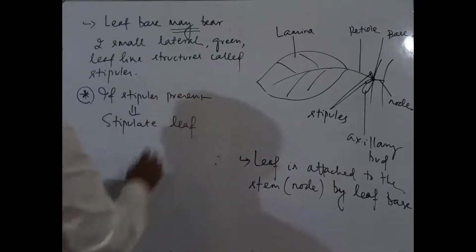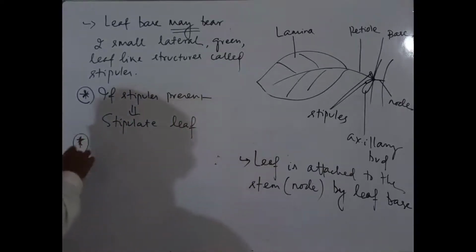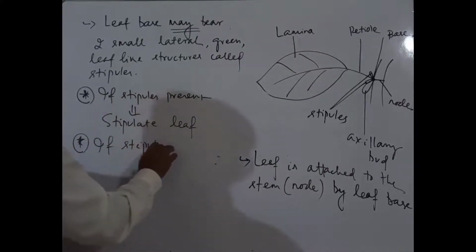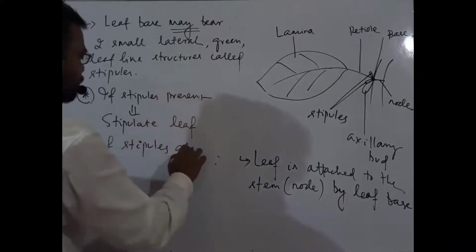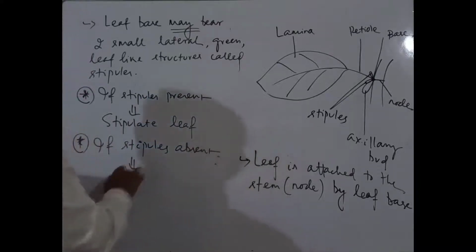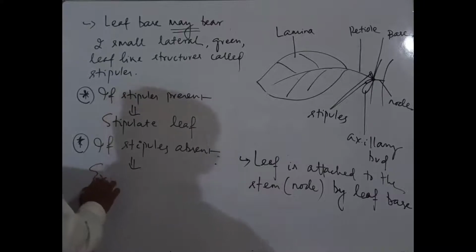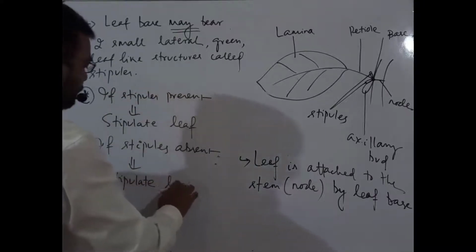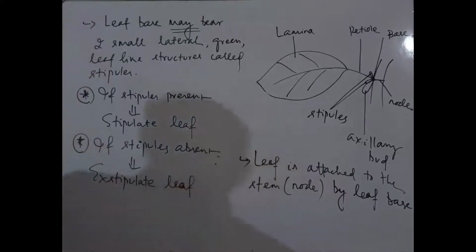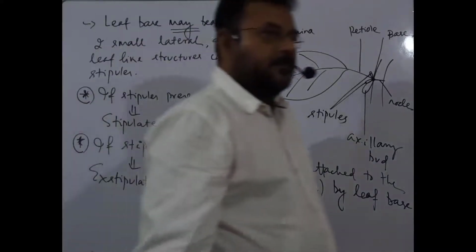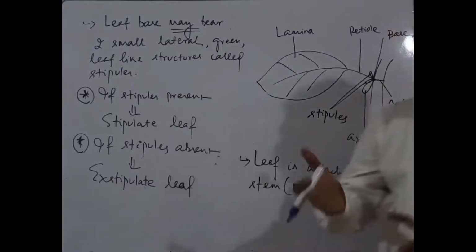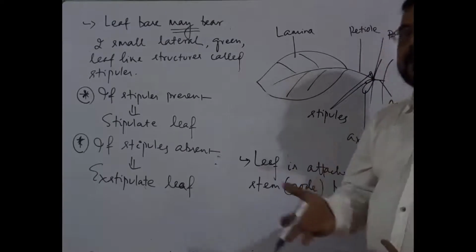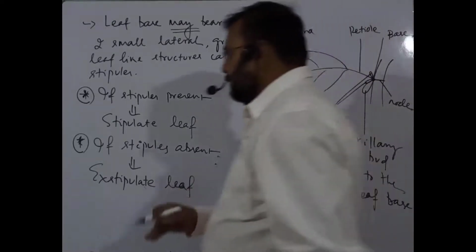Stipulate leaf. अगर stipule नहीं होगा, if leaf base में stipule नहीं होगा, stipules absent, in that case that leaves are known as exstipulate. ये टर्म एक्चुअली यूज हुआ है stipulate leaf and exstipulate leaf. If stipules present, then leaf को बोलते हैं stipulate leaf. If stipules absent, then that leaf is called exstipulate leaf.